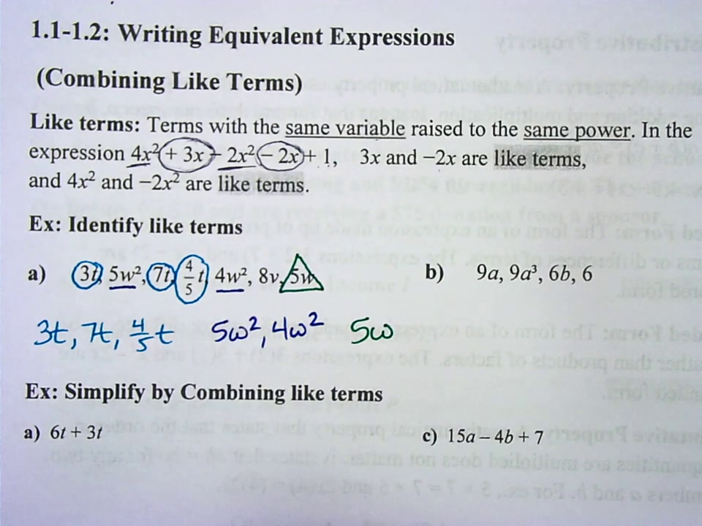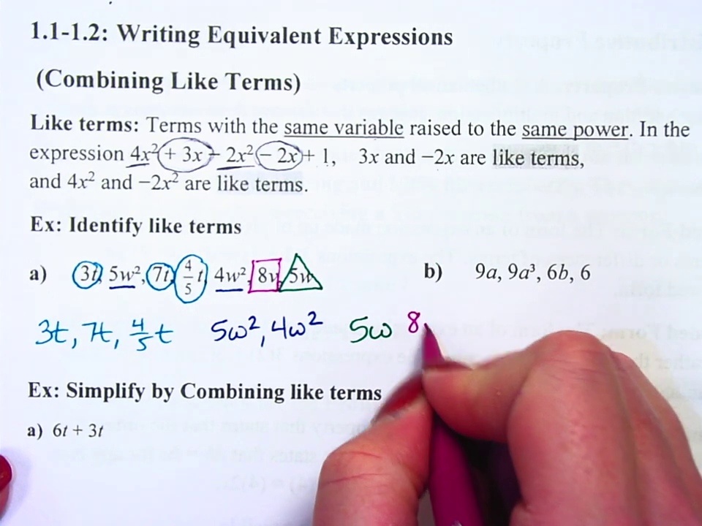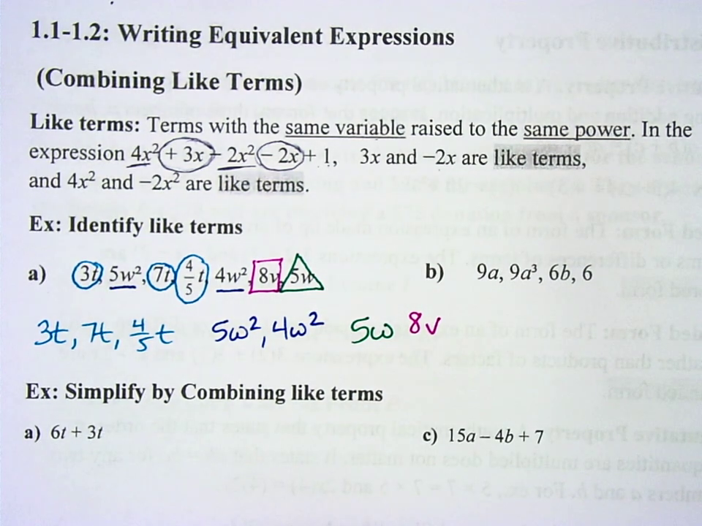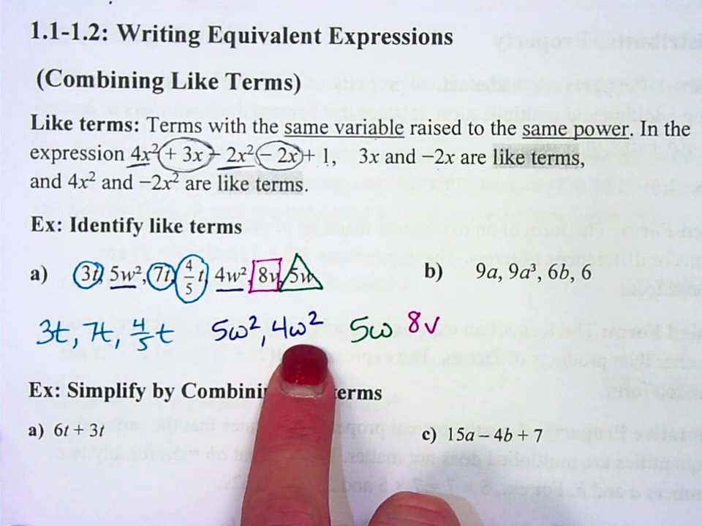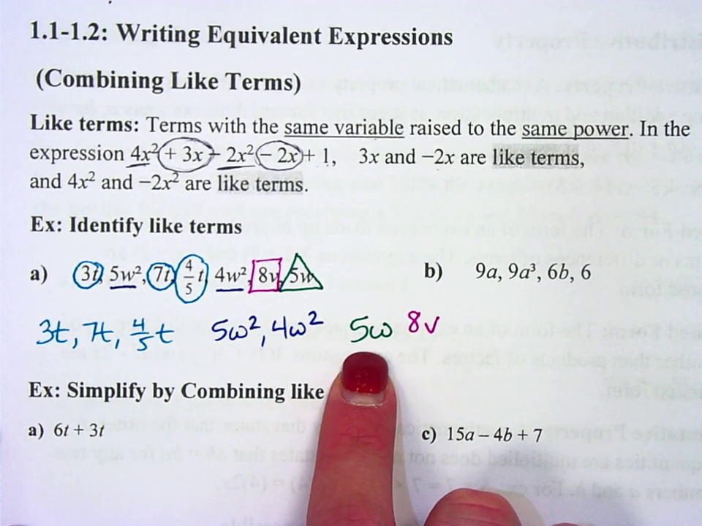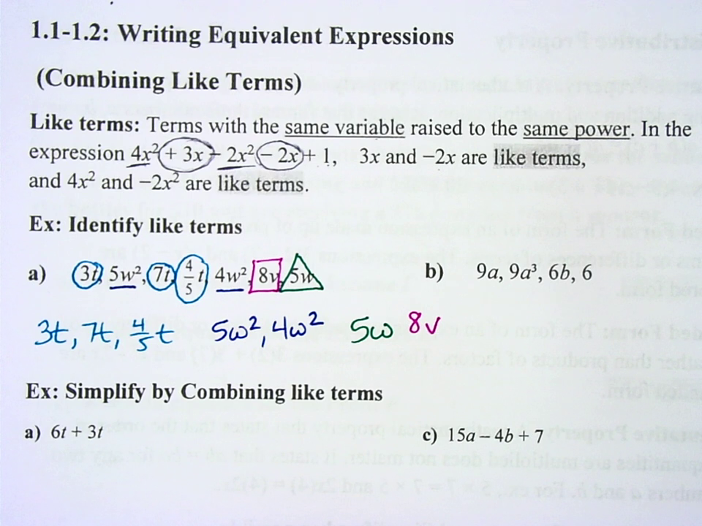And then lastly, I do have an 8V. I'm going to put a box around that guy. Again, he does not have any like terms, but I want to make sure I don't leave any out. So I have now combined all my T's, my W squareds, my just W's, and my V's. Think of it like the blocks from yesterday. These are different colors, so I can't combine them any further than that.